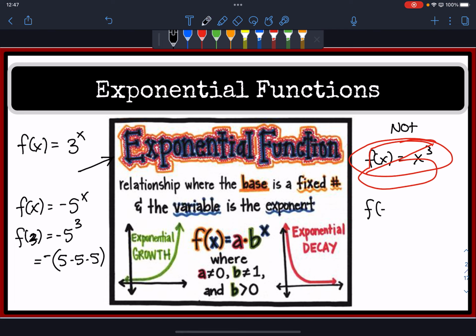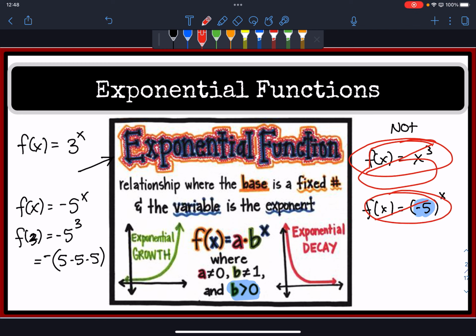Now compare that to f of x is equal to (-5) to the x power. Here, our base is -5, which cannot be true because our base always has to be a number greater than 0, and it cannot be 1. So in this situation, it would not be an exponential function.